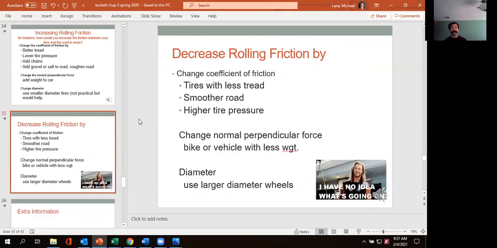Now, if you want to decrease it, which effectively makes your car arguably a little more efficient, you want to use tires with a lower amount of tread, a smoother road surface, and higher tire pressure. That's the basics of what's referred to as hypermiling, where we're trying to get more miles per gallon out of our vehicle. We can also do this by making the vehicle lighter, carrying less weight, and using larger diameter wheels.